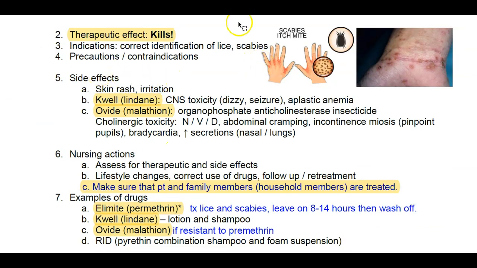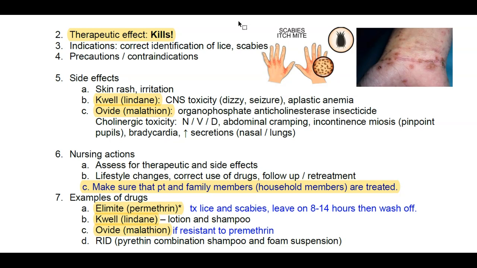Side effects of the drugs or agents that we use for scabies and lice include skin rash and irritation. So they're very irritating. Lindane can cause CNS toxicity, so it can cause dizziness, seizure, and aplastic anemia. So as you can see, these are very dangerous, and so we have to be careful making sure, especially if it's given to a child, that they don't ingest it, that we don't expose them unnecessarily. So if the direction says 8 to 14 hours, we need to avoid exposing them for a longer period of time than the recommended.